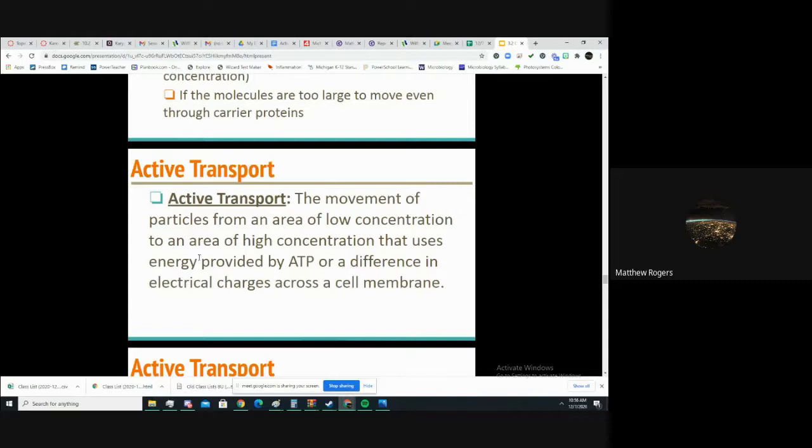But the idea here is that we need energy. Energy is what is required. It doesn't matter what kind of energy that is, one of these two, but we need to use energy to get things from a low to a high concentration. That's where it comes down to. Active transport is moving low to high, low to high.